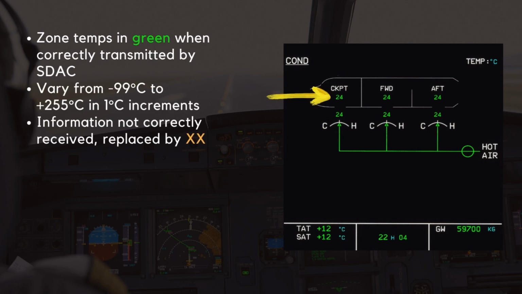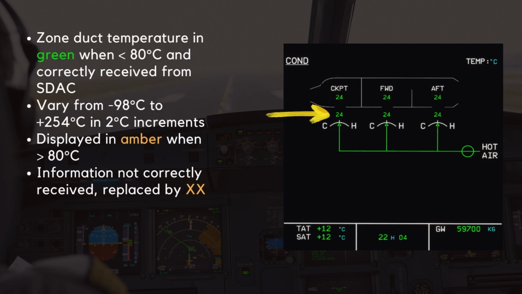Each zone has its own temperature indication, which is displayed in green when it is correctly transmitted by the SDAC. The temperature values vary from -99 to +255 degrees C and are increased and decreased in 1 degree increments. When the information is not correctly received, the value is replaced by two amber crosses.